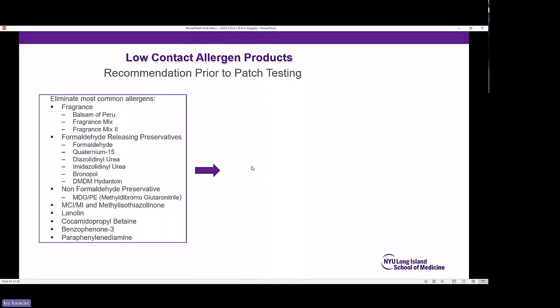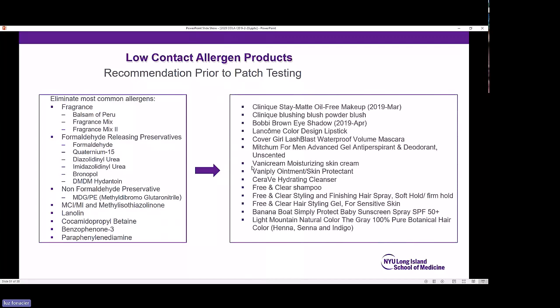There is such a thing as a diet of low contact allergy products. This is elimination of the most common allergens. We talked about the most common allergens, including fragrances, preservatives, MCI, lanolin, cocamidopropyl betaine, and p-phenylenediamine. So what I did is I put all of this in my contact allergen avoidance list, and it generated for me certain products that don't have this.